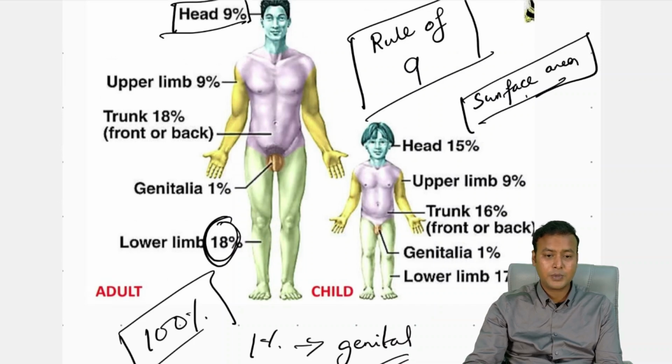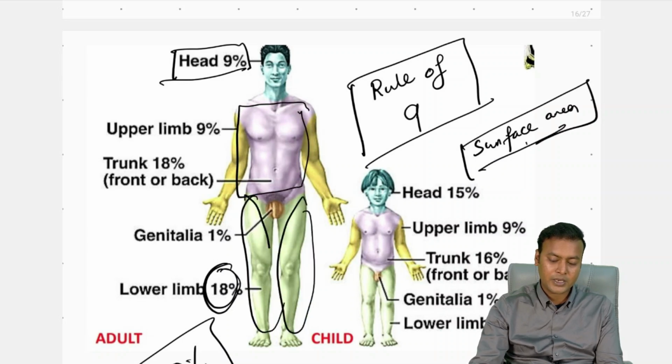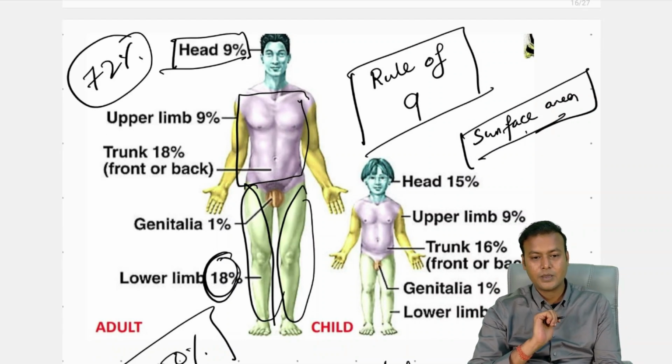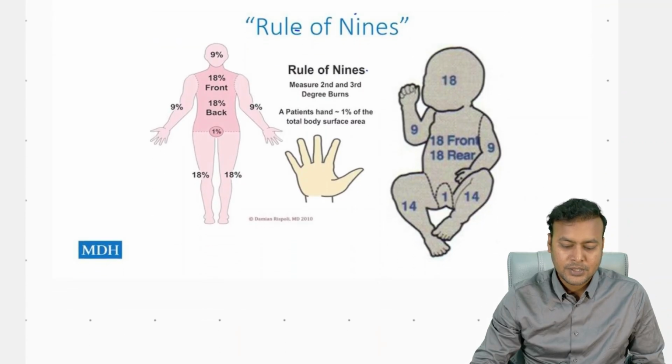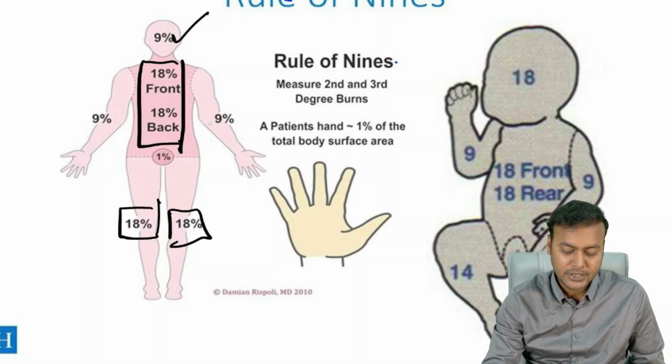So each lower limb 18%, so both together give 36%. The trunk, front and back, if we see, is again 36%. So only the trunk and legs, if we take together, they comprise 72% of the body surface area. And the rest is comprised by the upper limb, head and neck, and the genital region. In this image, the same thing has been shown. The head and neck region having 9%, trunk region, front and back 18% each, each of the lower limb 18%, and each of the upper limb 9%.